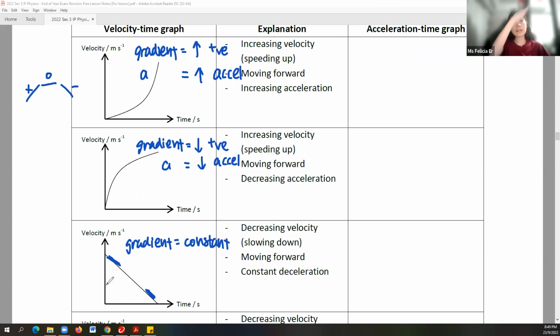And now it's a downward sloping line. Downward is negative. Looking at the legend on the previous page, positive gradient is acceleration, negative gradient is deceleration. So this is trying to tell you what happened to your acceleration time graph. It should be a constant deceleration. Can you see that you are slowing down, decelerating to come to a stop?